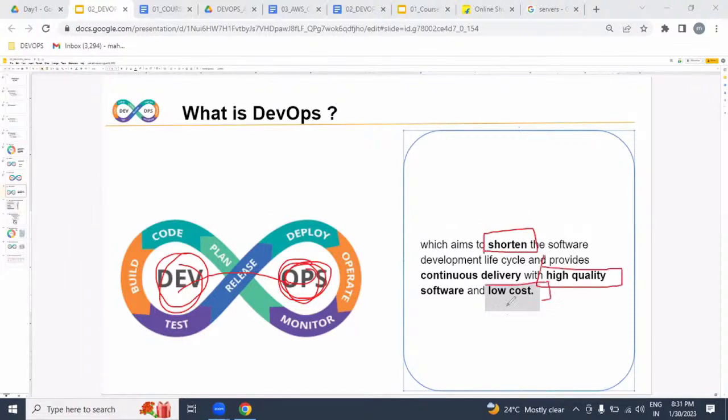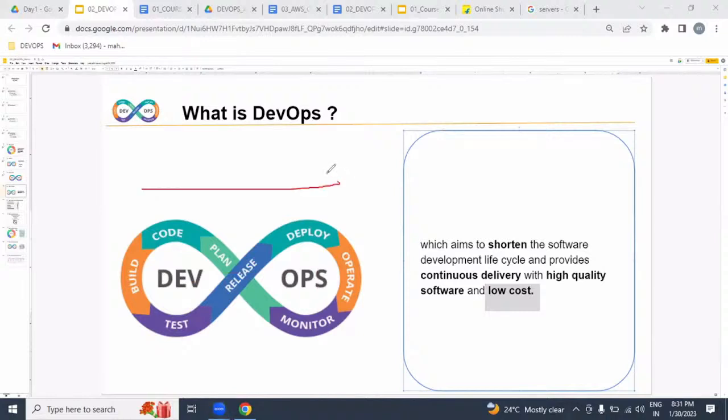What is the first one? VPC means what exactly? Please tell me. Network. EC2 is nothing but what? Servers. RDS is nothing but what? Database. S3 is nothing but what? Storage.